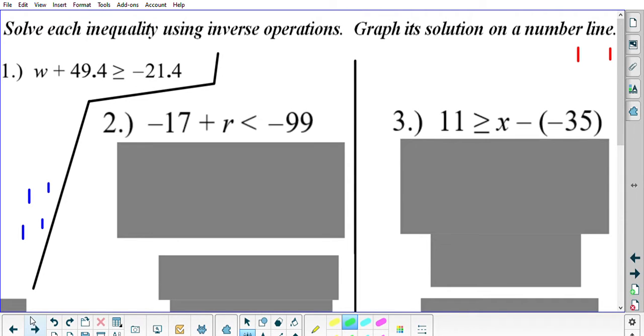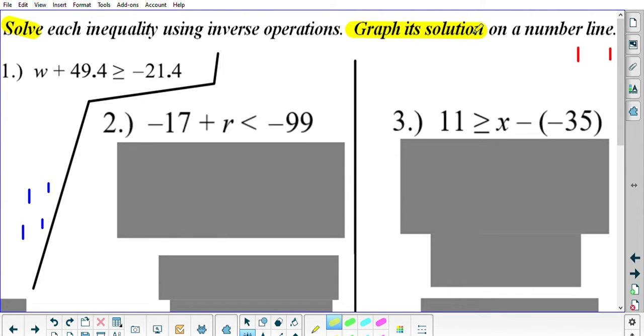And on the second page, you will see we have the same kind of directions. We're going to solve the inequality, and then we're going to graph its solution on a number line. And I did not make the number lines for you. You're going to have to create them on your own. Let's skip number 1 for now because it has decimals, and I have not taught you yet what we're going to do when the solution has a decimal. We'll get to that soon.